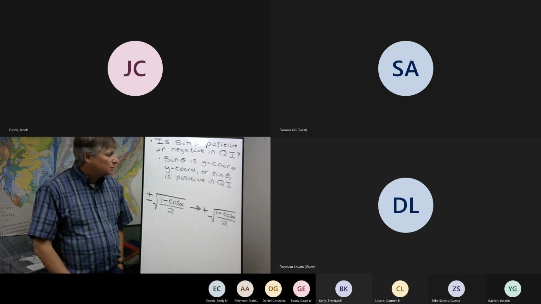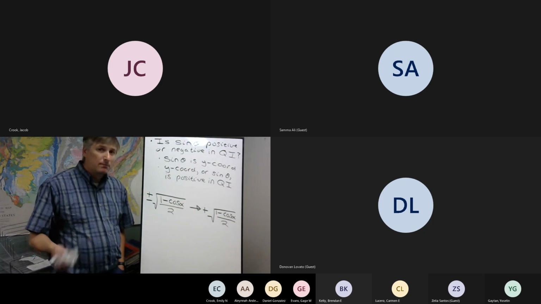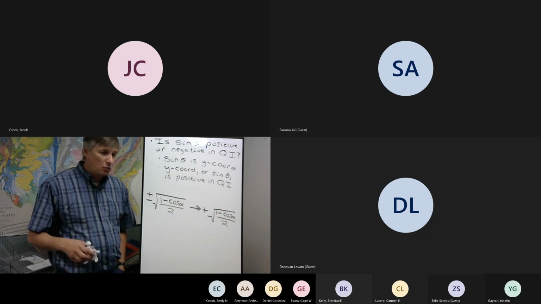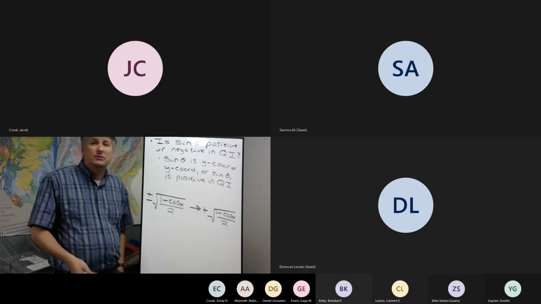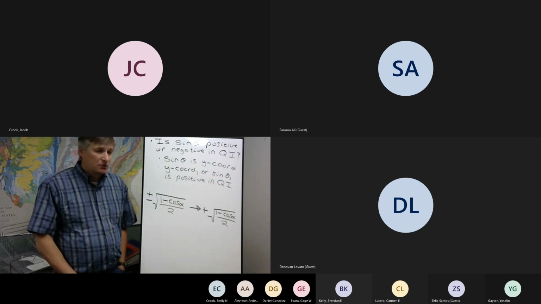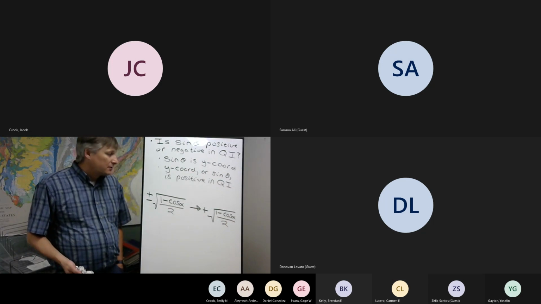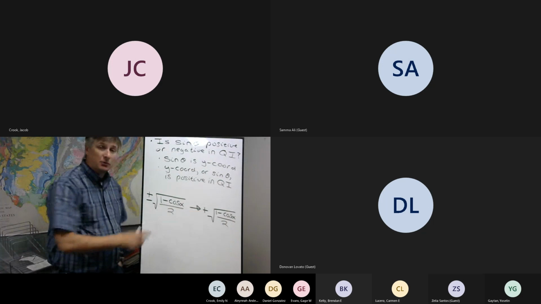We have to choose plus or minus depending on which quadrant we're going to be in. And in that quadrant, well, is that trig function going to be positive or is it going to be negative? So in the first quadrant, sine is always going to be positive. So that means we're going to use the positive version of this.